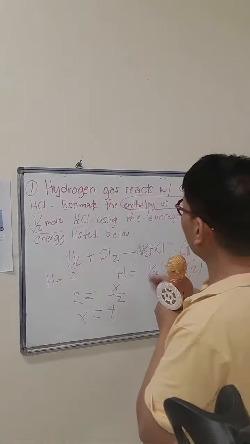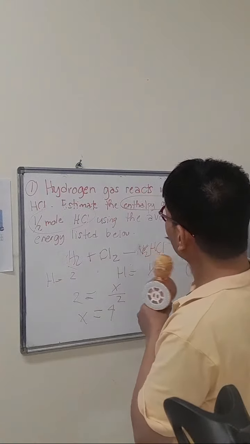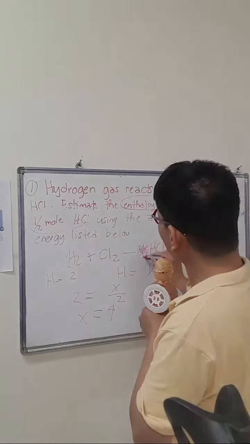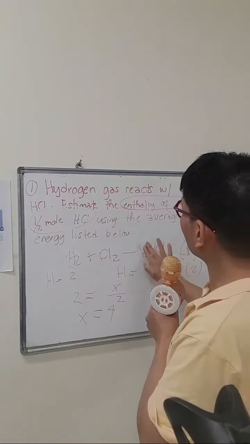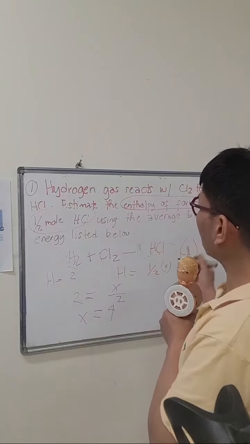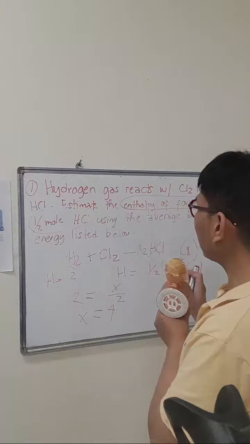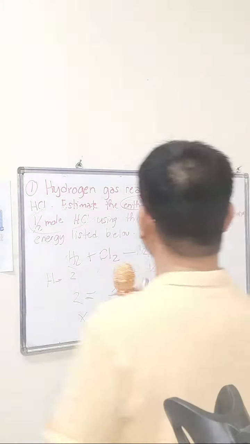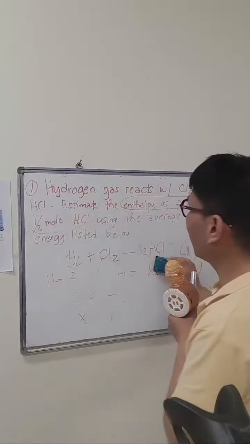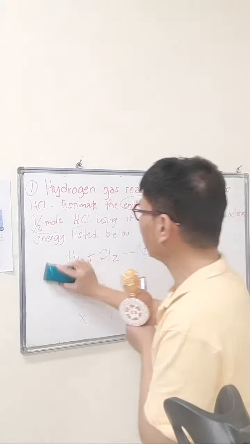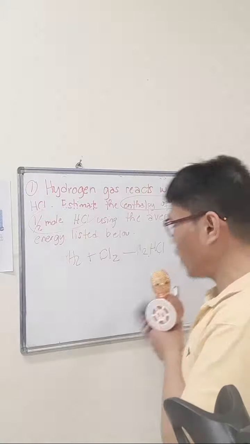So put the 4 here. Like that. So 4 divided by 2 is equal to 2. So 2 HCl. Take note of this. And then return it to its chemical equation. This is option 2.